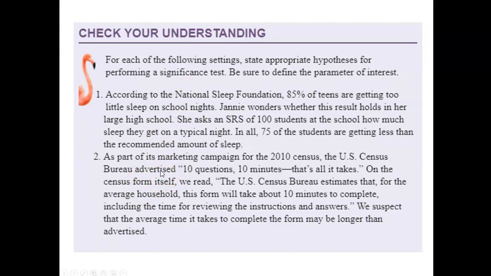As part of its marketing campaign, the Census Bureau advertised 10 questions, 10 minutes. That's all it takes. And the form will take about 10 minutes to complete, including the time for reviewing the instructions and answers. We suspect that the average time it takes to complete the form may be longer than advertised. So the null hypothesis is that the form does indeed take 10 minutes. Mu is 10 minutes. And the alternative, because we thought it would take more than 10 minutes, would be that mu is greater than 10 minutes. Oops, I forgot to do this on number 1, but mu is the true mean amount of time in minutes that it takes to complete the census form.